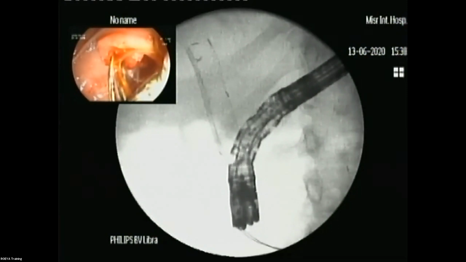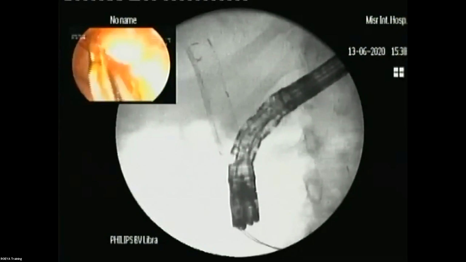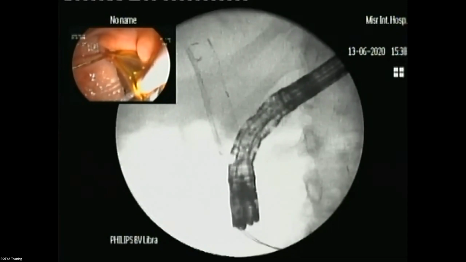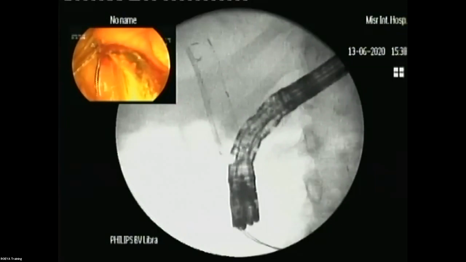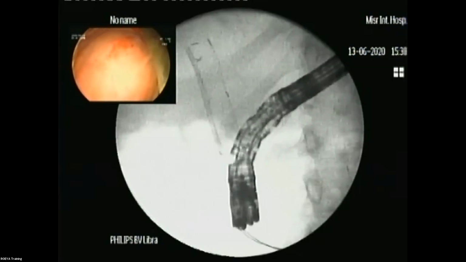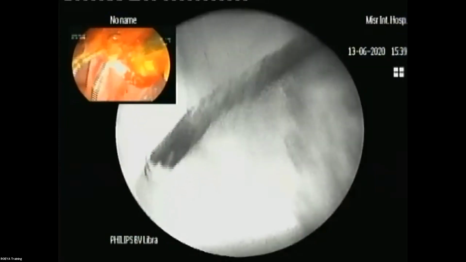There is another way to remove the stent by using the balloon. If you put a stone balloon extractor inside the common bile duct or inside the stent, and then inflate the balloon and pull the balloon out, this will take the stent out for enough distance into the lumen of the duodenum.